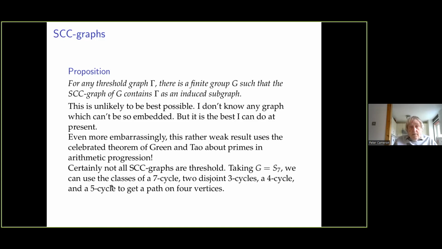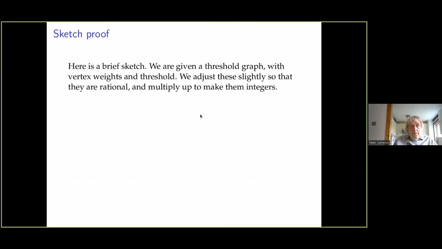The 4 cycle and the 5 cycle, we can take the 4 cycle to normalize the 5 cycle, so we get a path like that, and there are no other edges, because you can see that a 7 cycle together with either a 4 cycle or 5 cycle generates an insoluble group, and similarly 2 disjoint 3 cycles and a 5 cycle. So anyway, roughly how does the proof go?